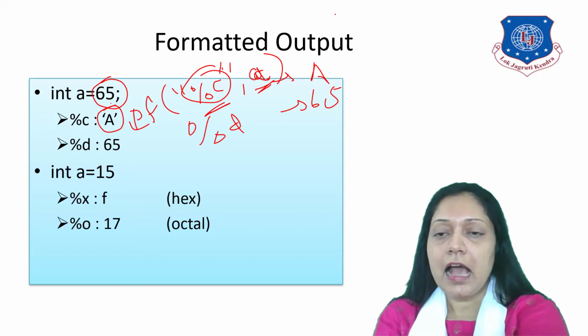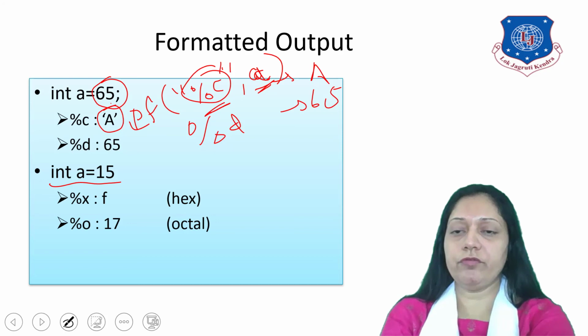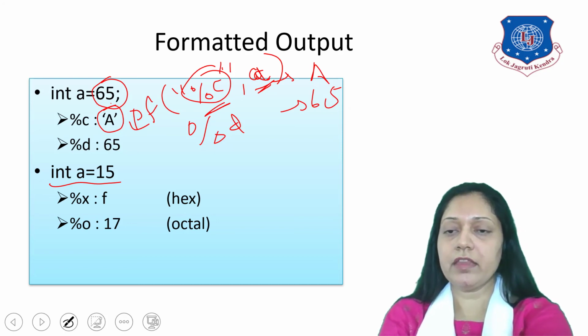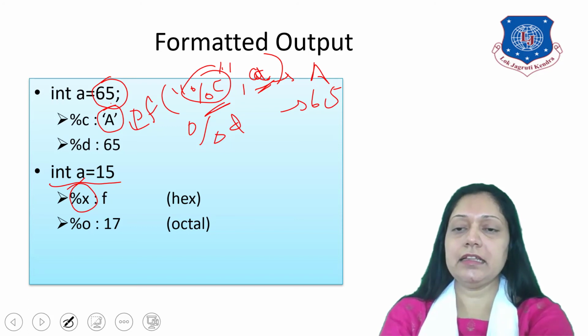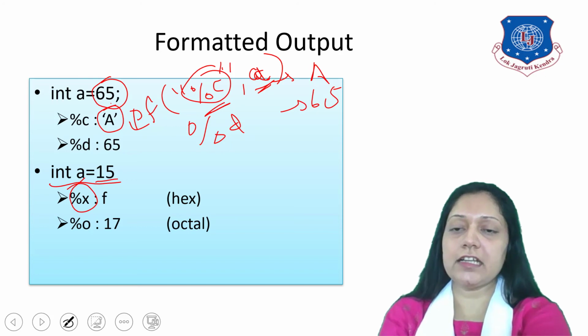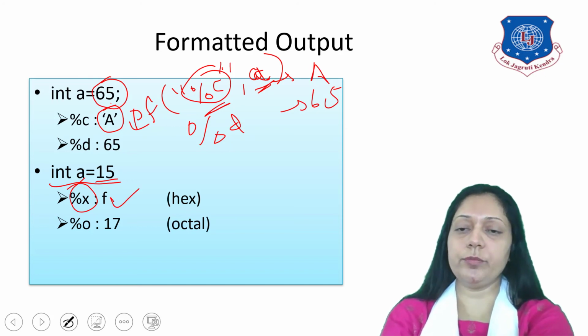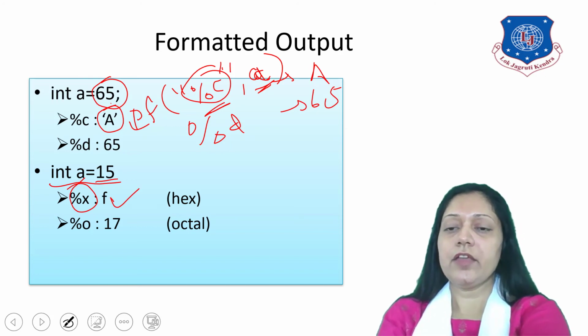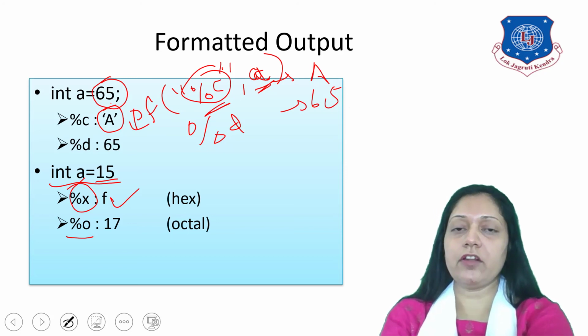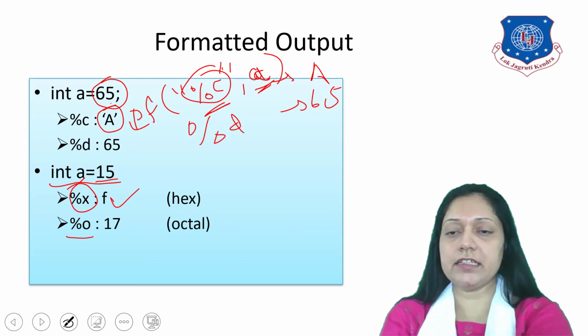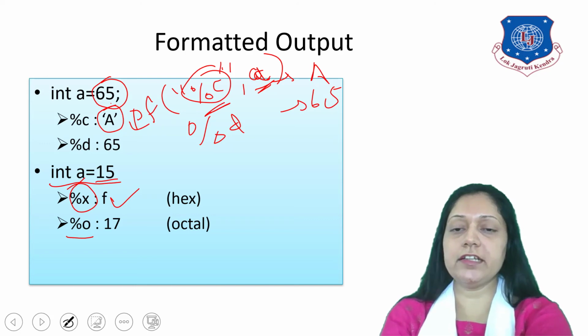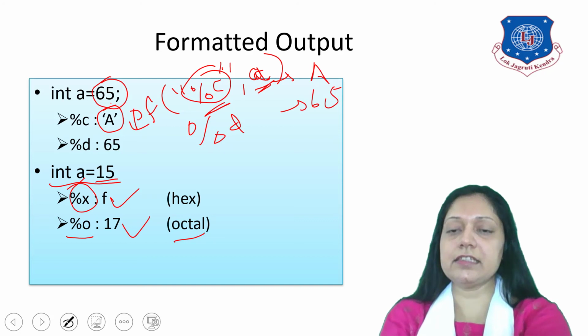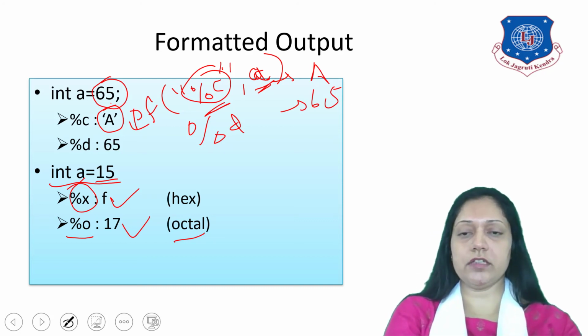Another thing is, I have integer a is equal to 15. So the value of a is 15 now. When I use the format specifier %x, it will display the hexadecimal value of 15. So what is the hexadecimal value of 15? That is f. So f will be displayed onto the screen. If I write %o, we are not writing %d here, we are writing %x or %o. So %o means the octal value would be displayed. The octal value of 15 is 17, and 17 would be displayed onto the screen.